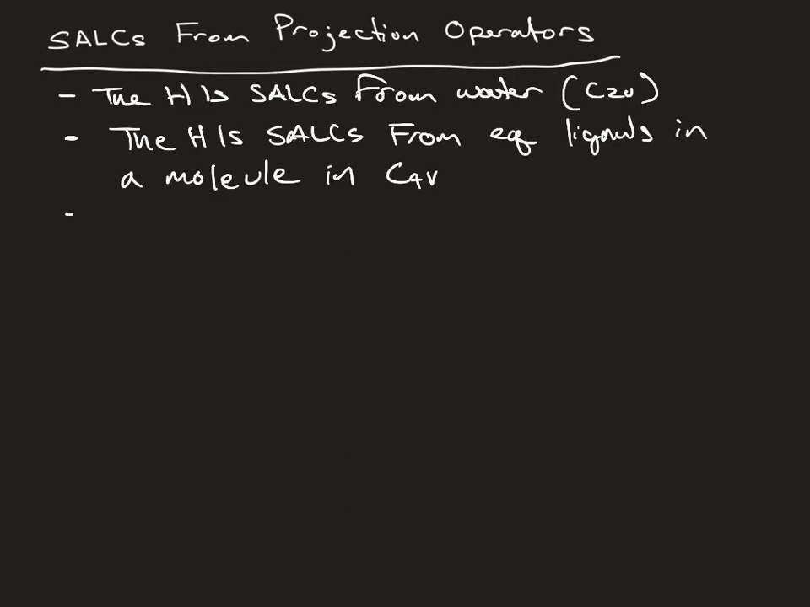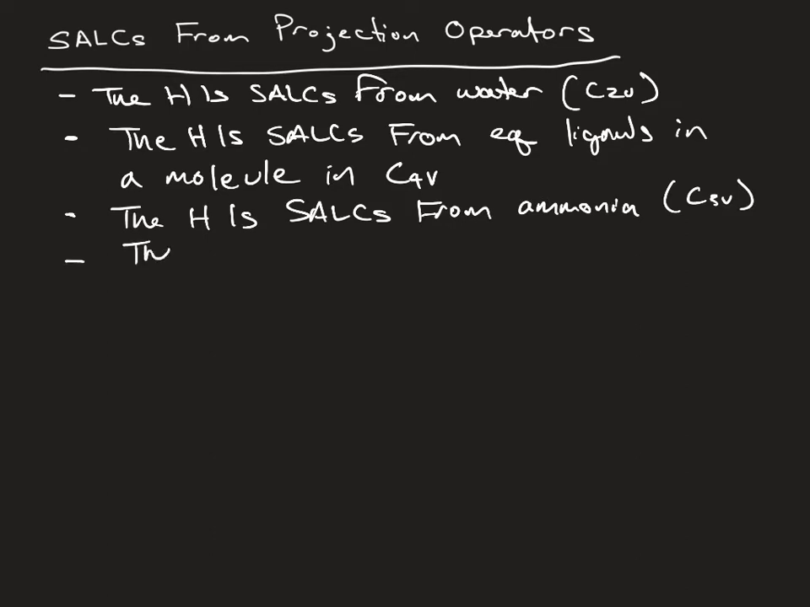We're then going to expand this and go more complicated, derive the hydrogen 1s SALCs from ammonia, so a molecule in C3v Symmetry, where we'll have to deal with a doubly degenerate representation again, but it's more complex than the molecule that's in C4v Symmetry. And then finally, just how to derive the SALCs for p orbitals in a molecule in C3v Symmetry.